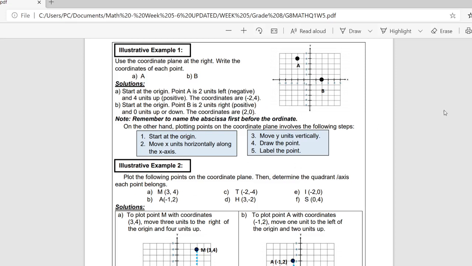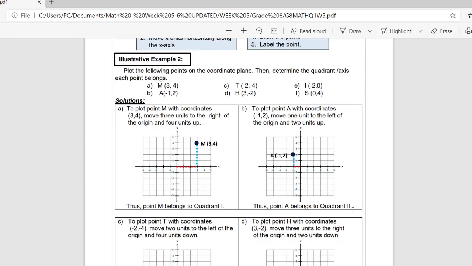Illustrative example 2. We are going to plot the following points on a coordinate plane and then determine the quadrant or the axis each point belongs to. Your M: your abscissa is positive, so it means it is right of the y-axis. So you look for positive 3.